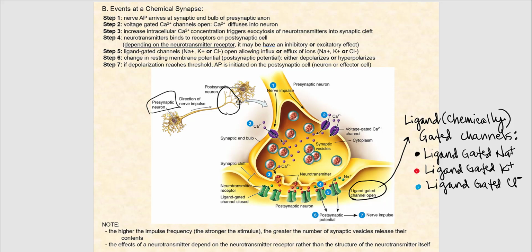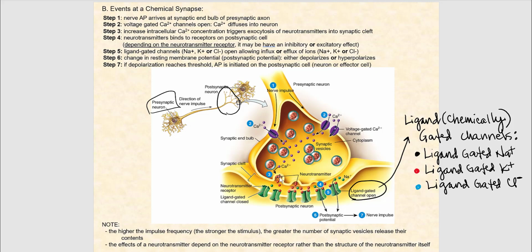And so what this image is doing is enlarging one of the synaptic knobs or synaptic end bulbs of this presynaptic neuron. So we already know that the nerve impulse arrives at the synaptic knob. Here are those voltage-gated calcium channels that open in response to the arrival of that action potential. Now that these voltage-gated calcium channels open, calcium enters the synaptic knob, and now we have exocytosis of these synaptic vesicles or secretory vesicles, and they're packed with neurotransmitters.